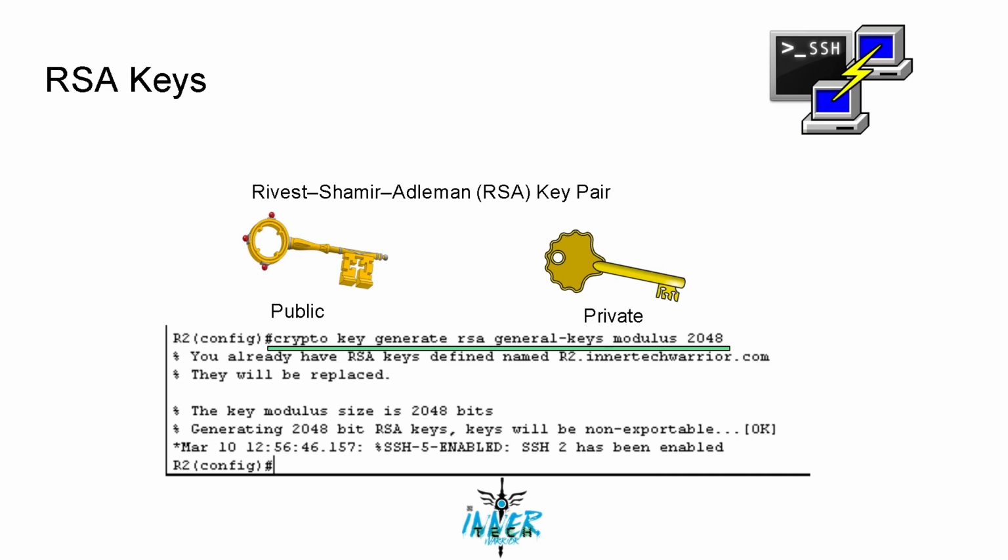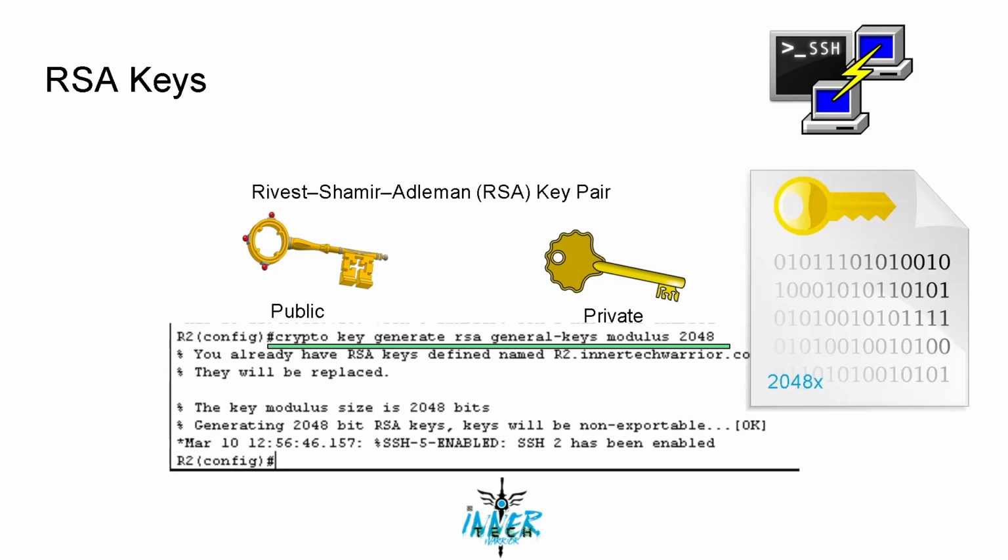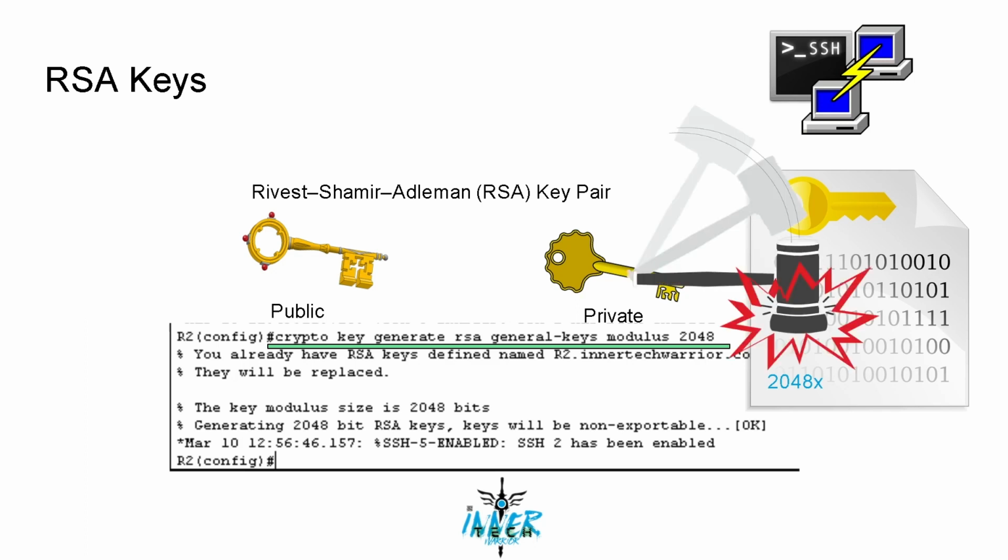So, let's set up the RSA keys with the command crypto key generate RSA general-keys modulus 2048. This command creates a 2048-bit RSA key for secure authentication. The more bits, the larger the modulus, which means the harder it is for attackers to derive the private key from the public key, because factoring large numbers is a computationally difficult problem.